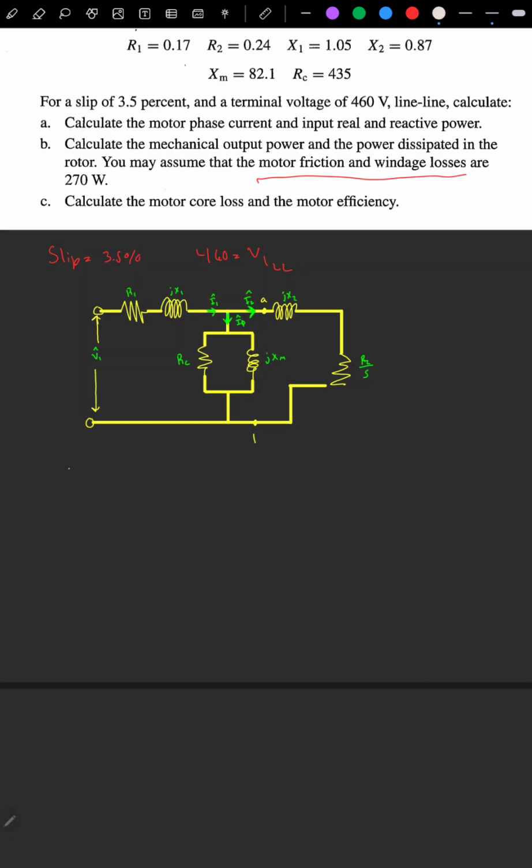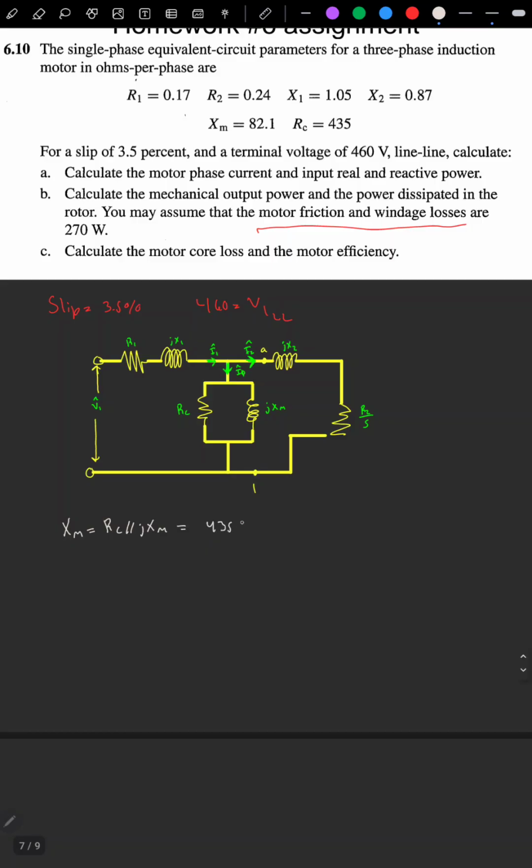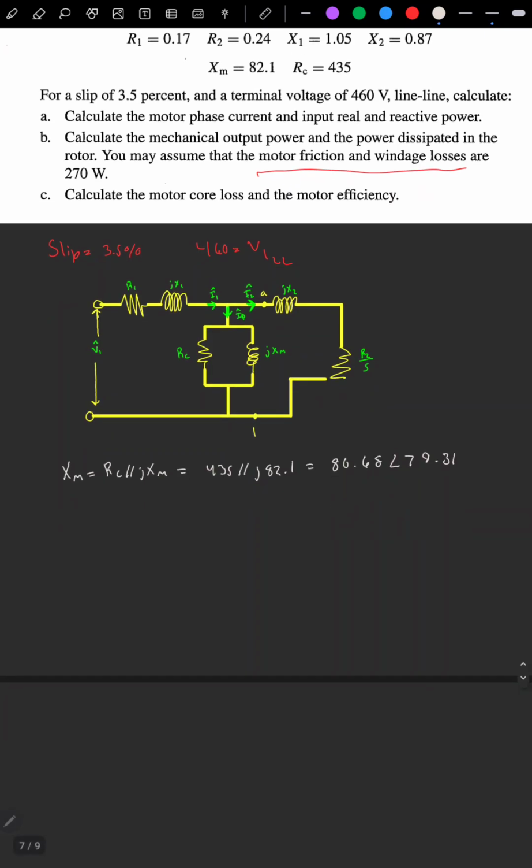So basically, to find Xm, we're going to have Rc in parallel with jXm, which is 435 in parallel with j82.1, which we're going to find is going to be 80.68 phase 79.31. Okay, so we have Xm.